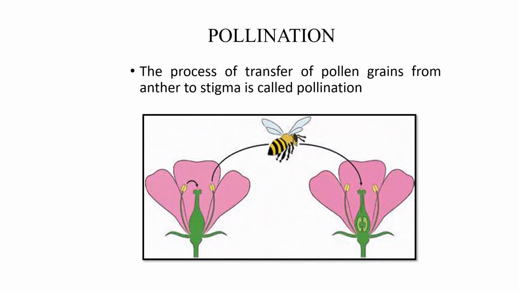Pollination. The process of transfer of pollen grain from anther to stigma is called pollination. Here, this is anther. The pollen from this anther is transferred from this flower to the stigma of this flower. So this is called pollination.